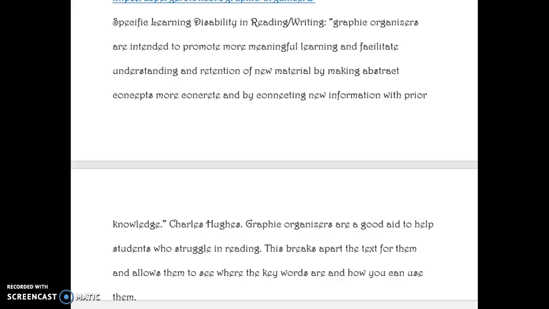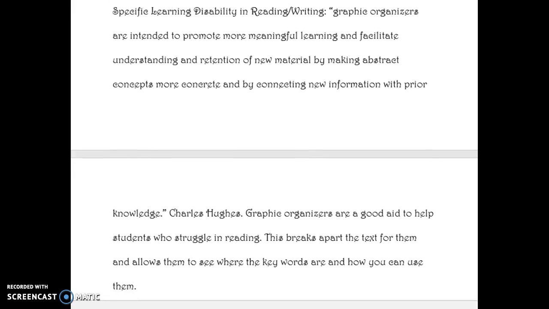Graphic organizers are a good aid to help students who struggle in reading, because the graphic organizer breaks apart the text for them and allows them to see where the keywords are and how you can use them later on. It helps them comprehend the text better so they can understand more of what the topic means and how they can write about that topic.